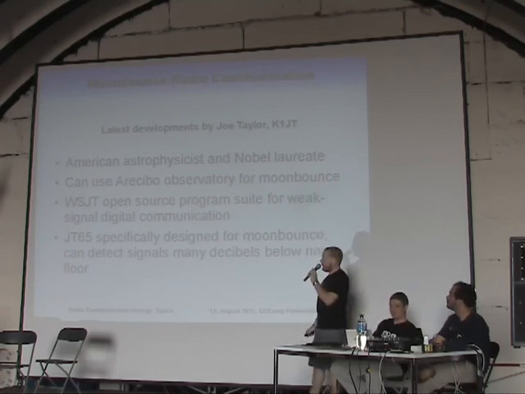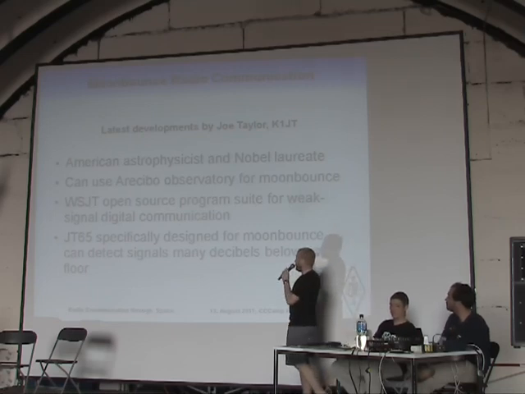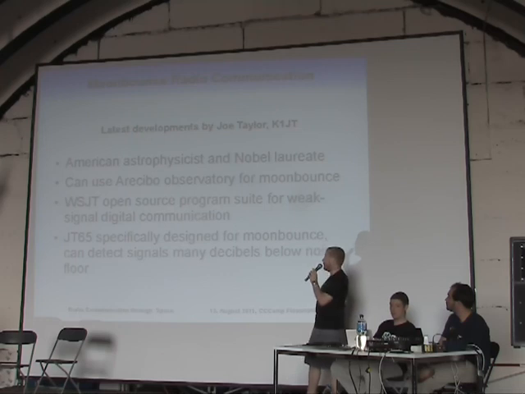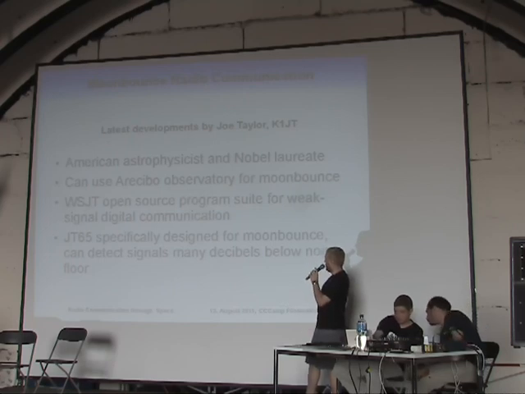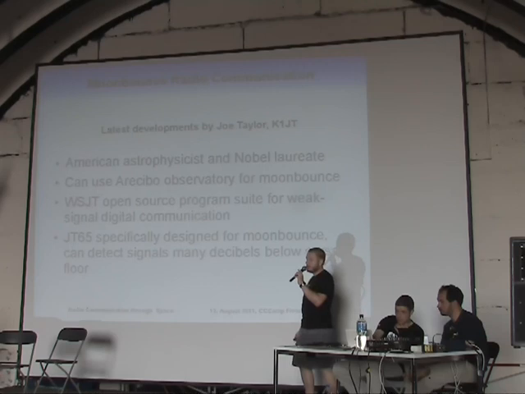He wrote WSJT, Weak Signal Joe Taylor. It's a program suite, free and open source, available to every amateur radio operator and actually all people on Earth for weak signal digital communication. There are several digital modes in the program which you can use for whatever you want to do, but for moonbounce, JT65. With JT65, you can decode or hear signals that are much lower below the noise floor than with Morse communication, around 25 dB or even better.